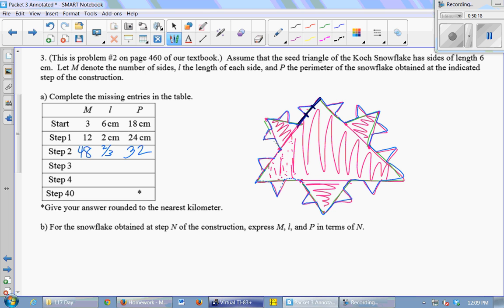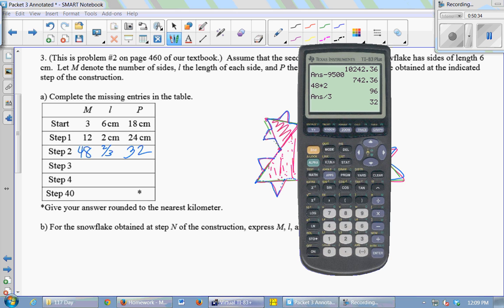But what's happening to the number of sides at each step? Multiplied by 4. Yeah, 3 times 4 is 12. 12 times 4 is 48. So we just continue to follow that pattern. We get 48 times 4, 192. Times 4, 768.